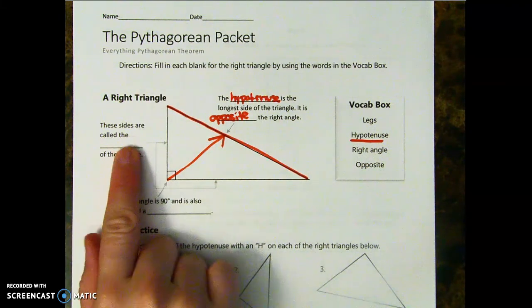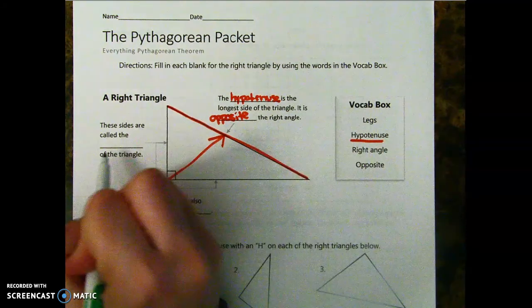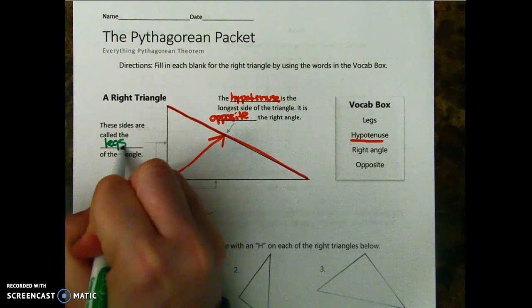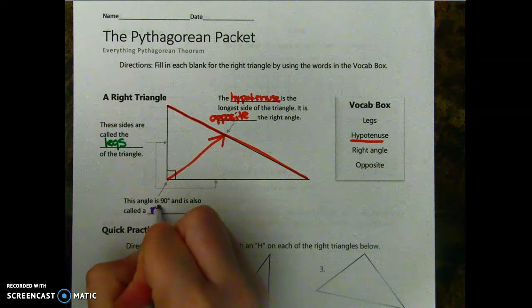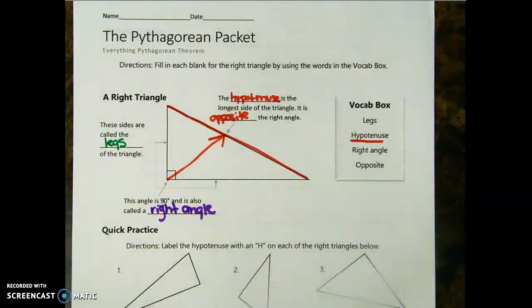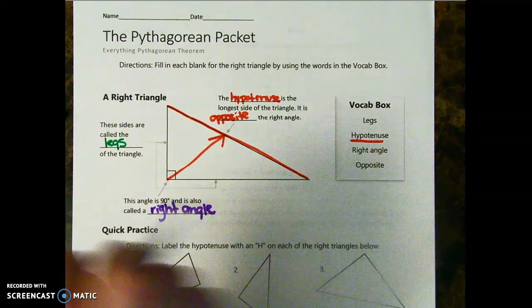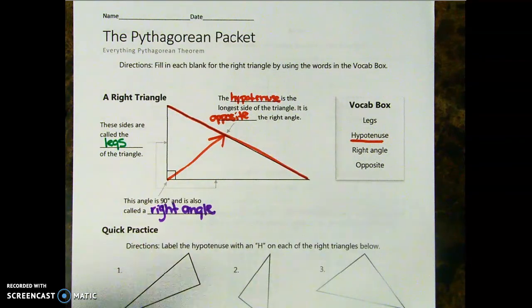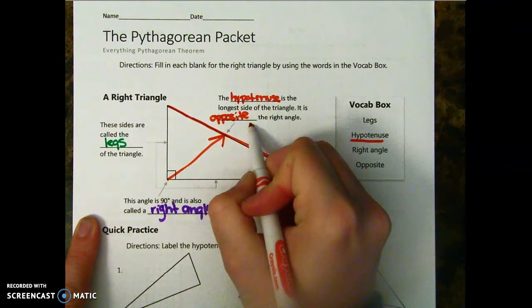Okay, the other two sides are called the legs of the triangle. And the 90-degree angle is also called the right angle. I'm also going to go ahead and label the sides of the right triangle for you. So the legs can be A or B, they can flip-flop, but the hypotenuse is the longest side that is very unique. It is always across from the right angle, and this side is always C.